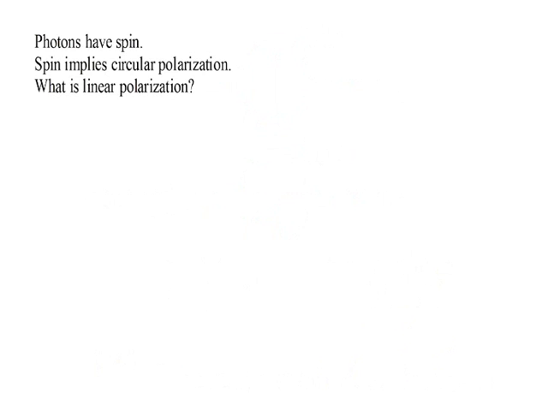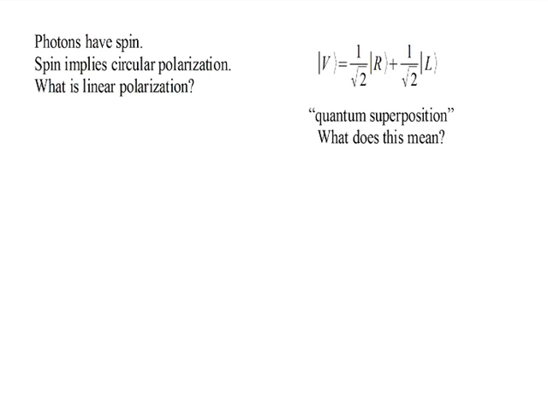So now that we have a consistent formalism for representing polarization measurements, let's go back to our original issue. Photons have spin. Spin implies circular polarization. So what is linear polarization? Yes, we can say that vertical polarization is a quantum superposition of right and left circular polarization, but what does this mean in terms of photons?